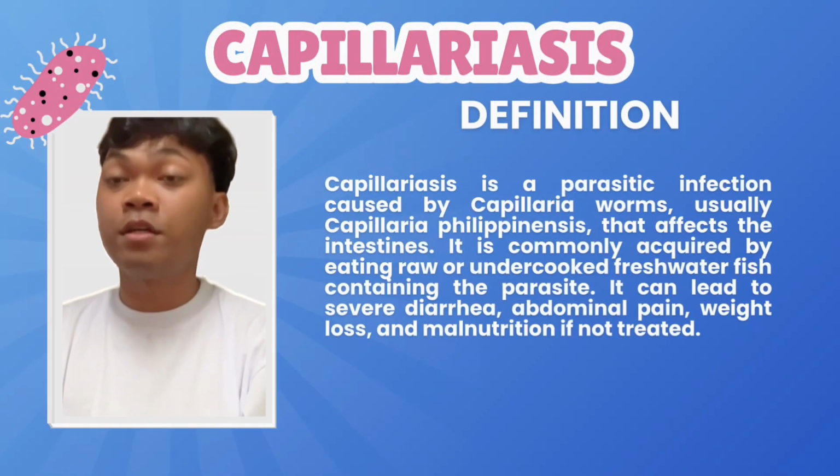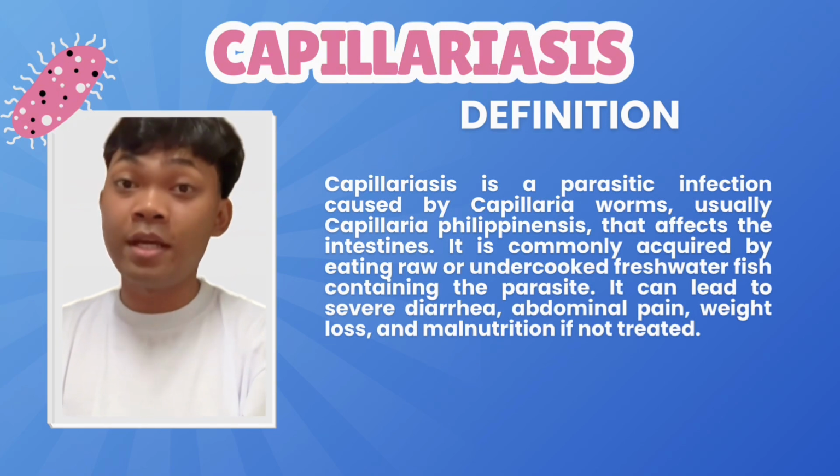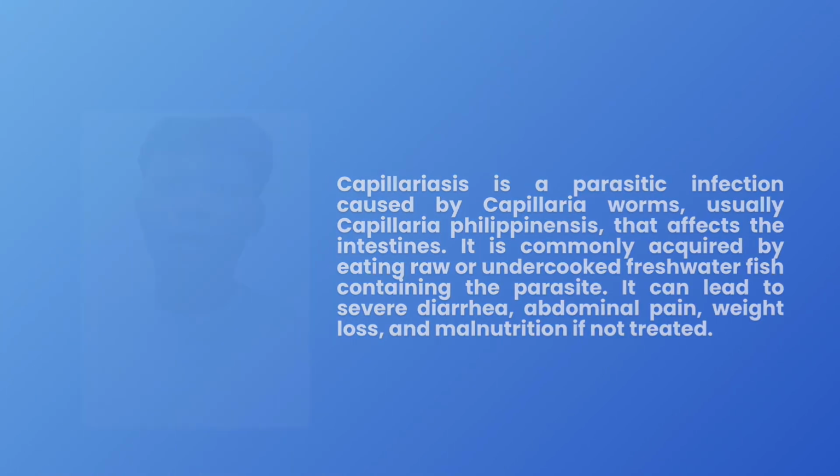Capillariasis is a parasitic infection caused by Capillaria worms, usually Capillaria philippinensis, that affects the intestine, and it is commonly acquired by eating raw or undercooked freshwater fish containing the parasite. It can lead to severe diarrhea, abdominal pain, weight loss, and malnutrition if not treated.